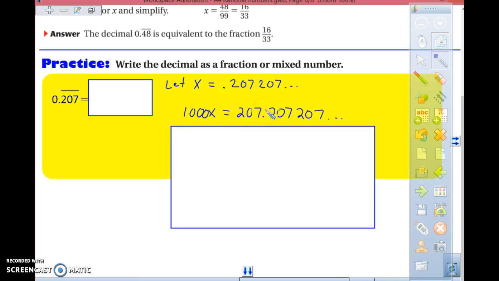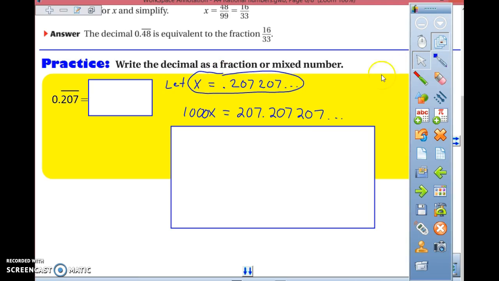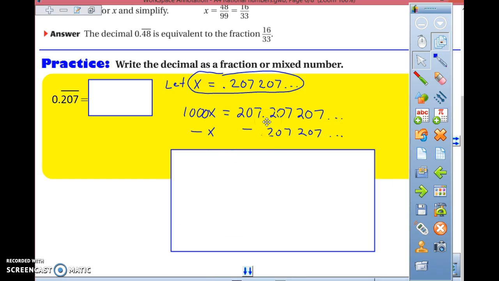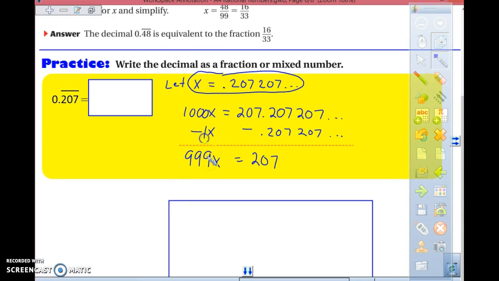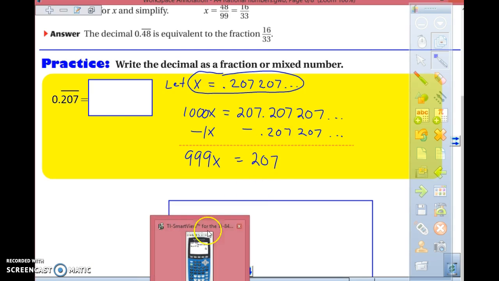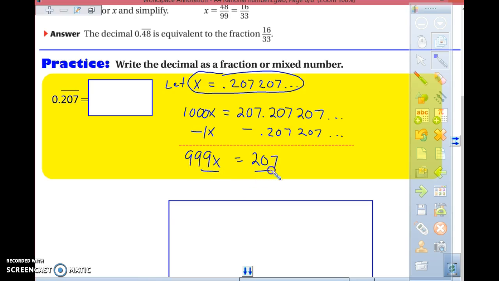Then we want to do the subtracting to get rid of the repeating decimal. So we're going to subtract exactly what we defined up here. So on the left side, I'm subtracting x. On the right side, I'm subtracting that repeating decimal. So when we perform that subtraction, 1,000 minus 1 gives me 999. And over here, repeating decimal gone gives me 207. So to solve for x, we would divide by 999.